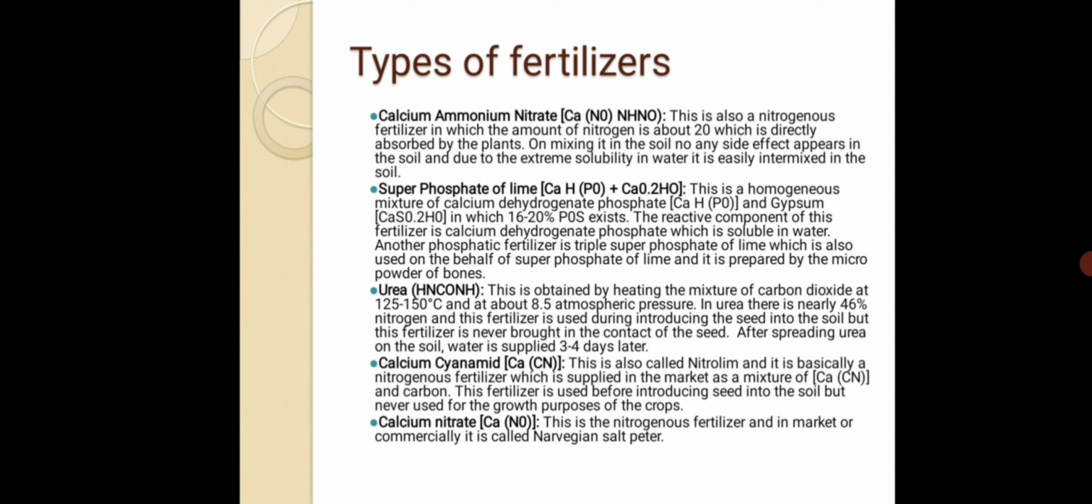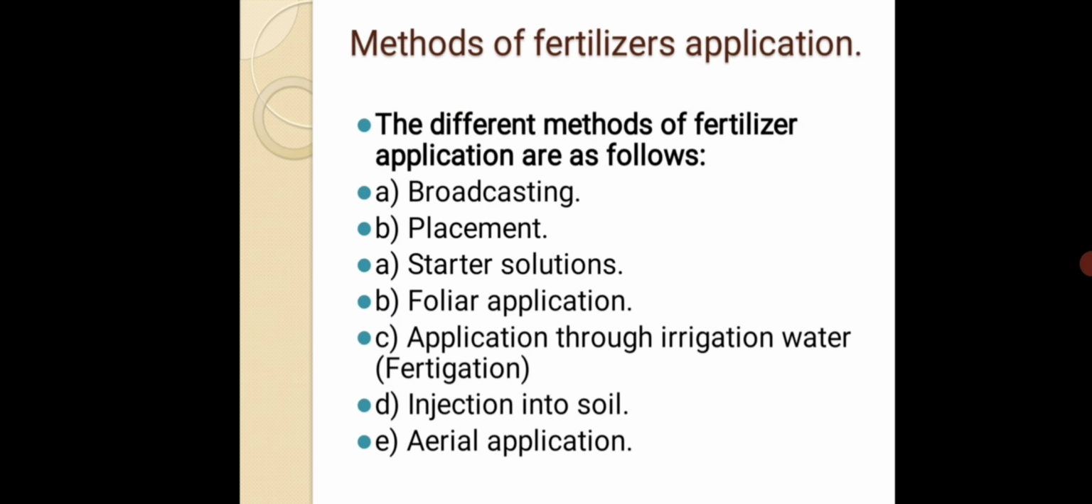Then calcium cyanamide, also called nitrolim, which is basically a nitrogen fertilizer that doesn't affect the crops. Calcium nitrate is also a nitrogenous fertilizer in the market. Then methods of fertilizer application.